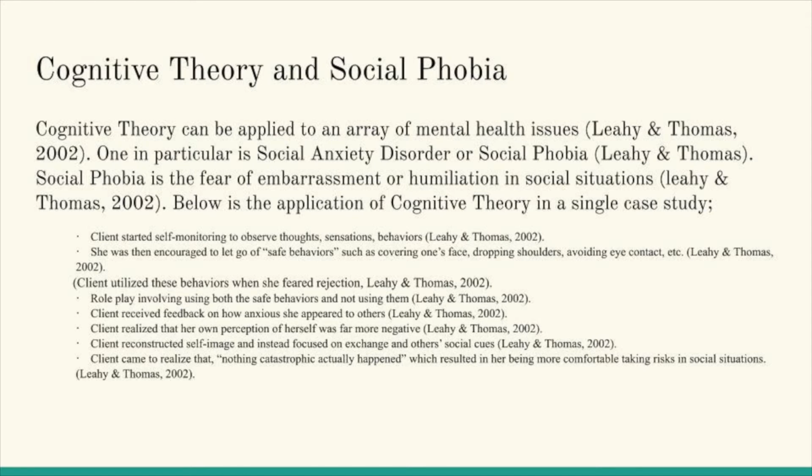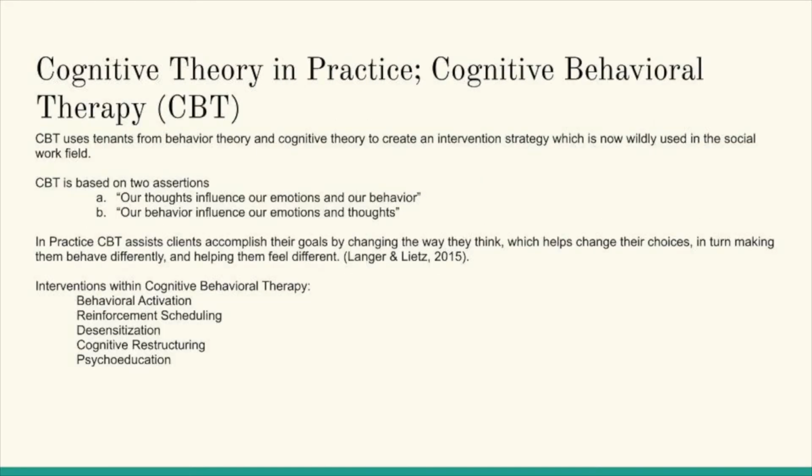social situations. Cognitive theory in practice: cognitive behavioral therapy, or CBT, uses tenets from behavior theory and cognitive theory to create an intervention strategy, which is now widely used in the social work field. CBT is based on two assertions: how our thoughts influence our emotions and our behavior, and how our behavior influences our emotions and thoughts. In practice, CBT assists clients accomplish their goals by changing the way they think, which helps change their choices, in turn making them behave differently and helping them feel different.